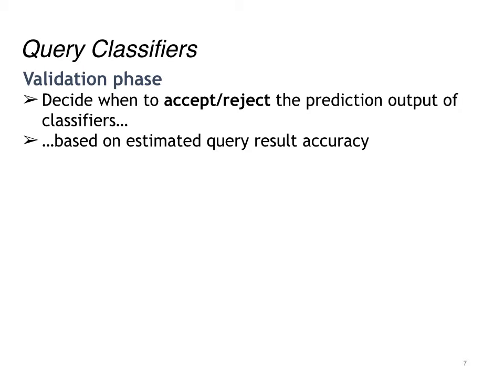The main problem with predicting query results is that wrong predictions can translate into errors in the query responses, so they can degrade the accuracy of query responses. To mitigate this effect, we add the validation phase right after the training phase.